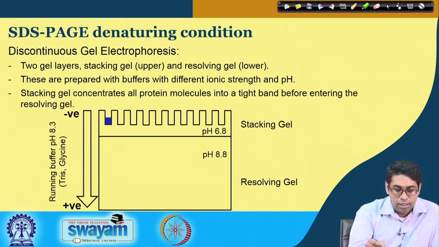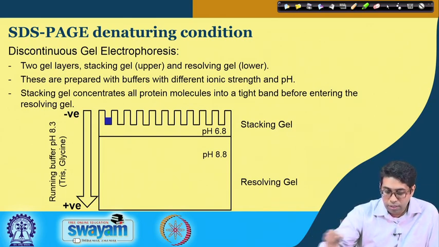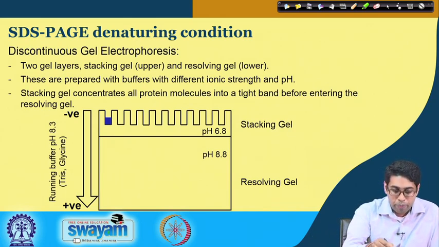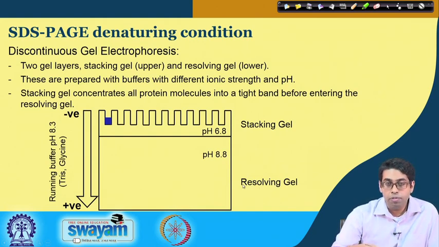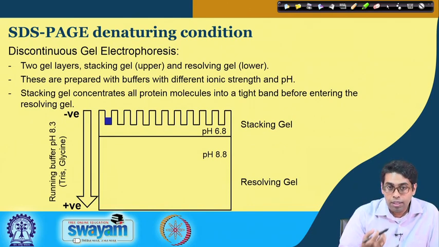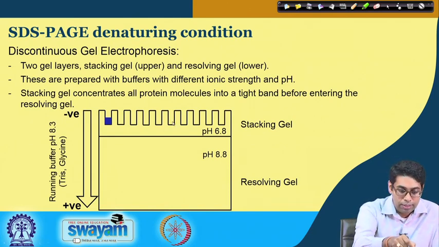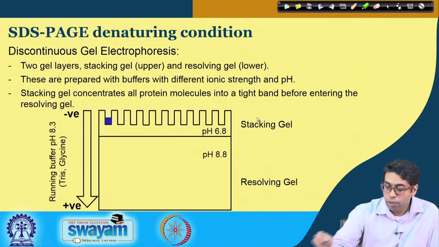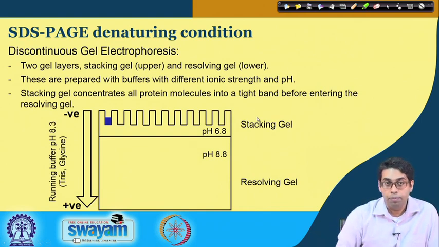The stacking gel has a very important function. So, the resolving gel, as the name suggests, is the one which resolves all the protein molecules that are in a mixture in a particular sample. So, suppose in this particular lane we have 5 different proteins, and this resolving gel will resolve them into 5 different bands according to their molecular weight. The stacking gel performs a completely different function.